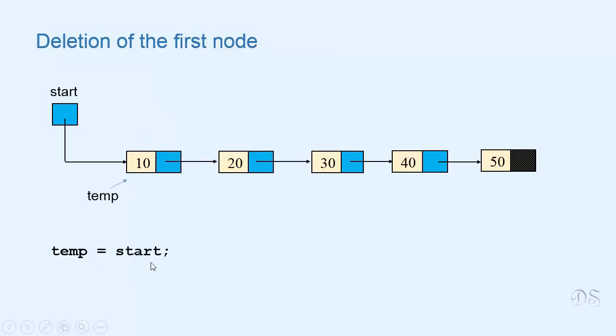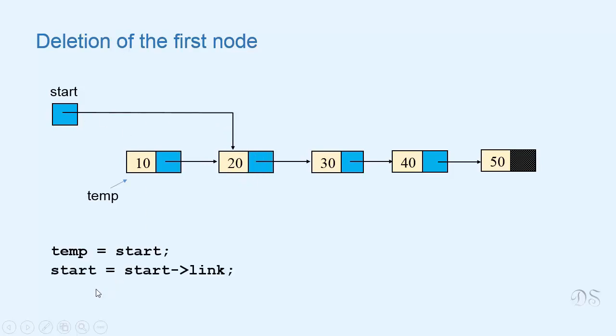We write temp equal to start. Now after deletion, start should point to this node. So the address of this node should be there in start. So we'll update start and write start equal to start link. So start now points to this node, and this node is not a part of our list. We can physically remove it by writing this delete statement. So this is how we can remove the first node of the list.